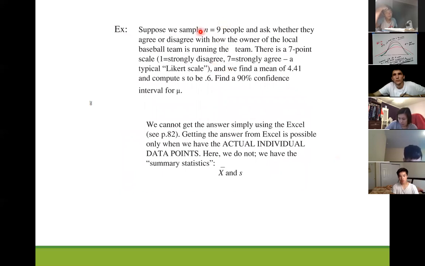Suppose we sample 9 people and ask whether they agree or disagree with how the owner of a local baseball team is running the team. There's a 7-point scale. One is strongly disagree, 7 strongly agree, what's called a Likert scale, and find the mean to be 44.1. That's an X bar. And they compute S. Again, that's not sigma. They compute S, the sample standard deviation, to be 0.6. So therefore, we want to find a 90% confidence interval. Okay, so what we want to find is we don't have sigma, we have S, so we've got to use the Z curve.